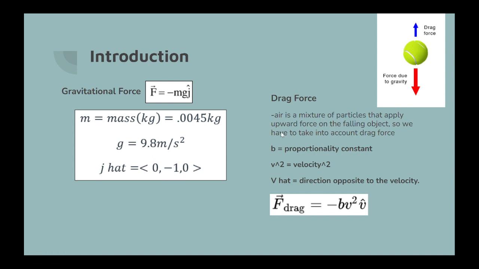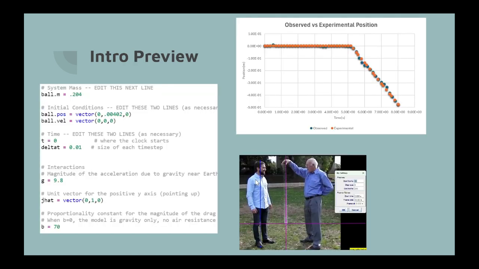Drag force: air is a mixture of particles that applies upward force on falling objects, so we have to take that into account. As you can see here, it's opposite of gravity, but it's often less than gravity, so that's why objects are still able to fall. F drag is negative b, which is a proportionality constant, times velocity squared in the v hat direction. So this is our intro.